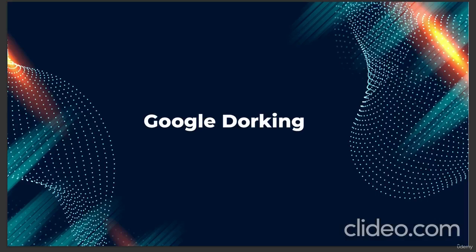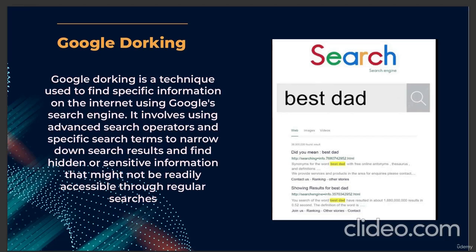Have you ever wondered how hackers acquire sensitive information from Google? Well, here is where Google Dorking comes in. Google Dorking is a technique used to find specific information on the internet using the Google search engine. Using this technique, we can uncover hidden or sensitive information that might not be easily accessible through regular searches. Now let's explore how to use Google Dorks in practice.